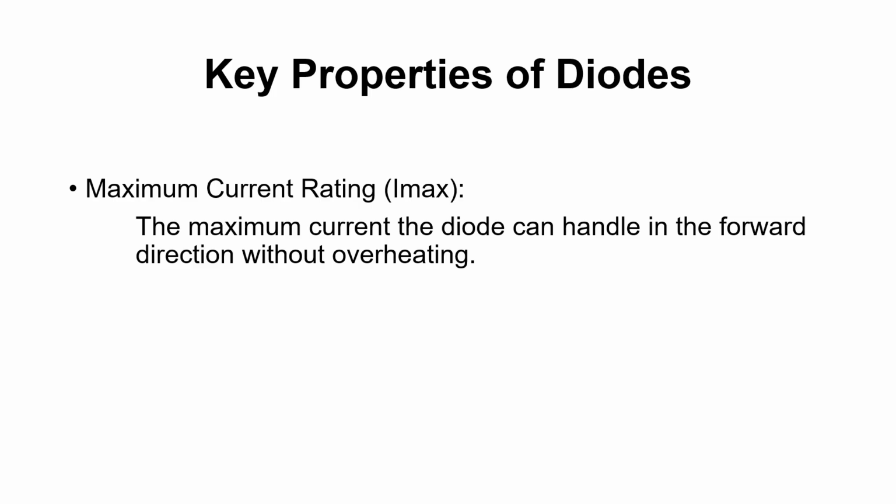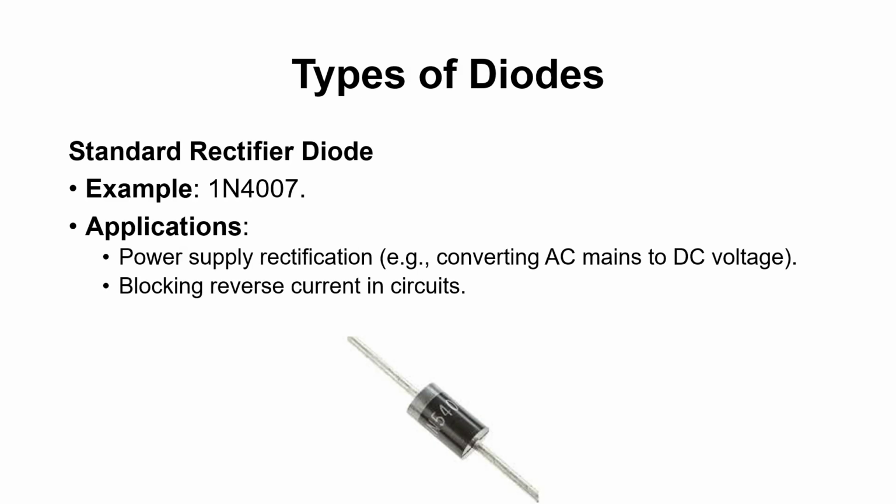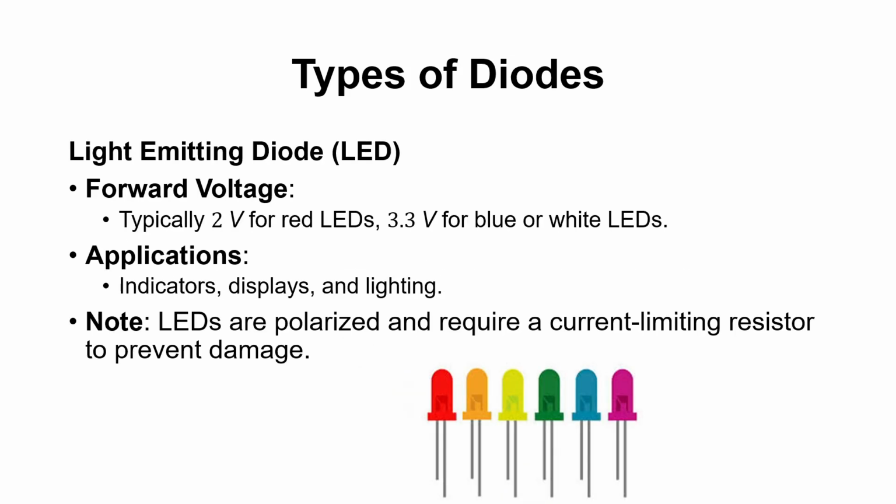Now, not all diodes are the same. Let's look at the most common types you'll run into. First up, the classic rectifier diode, like the super common 1N4007. These are the workhorses for turning AC into DC. Then we have LEDs, light-emitting diodes. They glow when current flows forward. Red ones drop about 2 volts, blue or white closer to 3.3 volts. Always use a resistor with them.